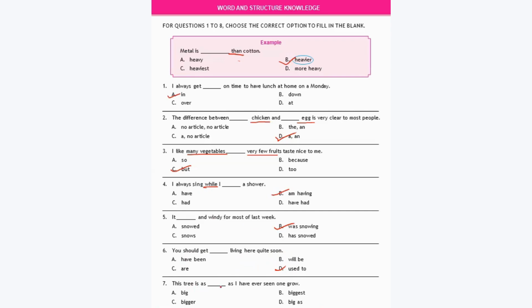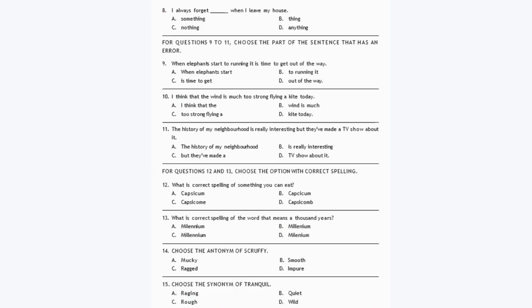This tree is as dash as I have ever seen one grow. So when you have an as phrase, then you have to use the adjective in the positive degree. So it should be, this tree is as big as I have ever seen one grow. So option A is your correct answer. Now let's go to the next question.